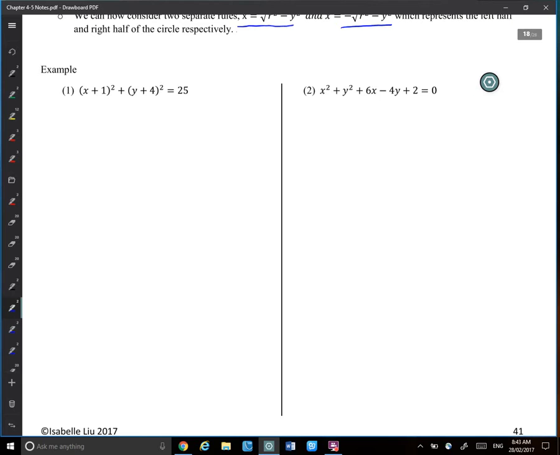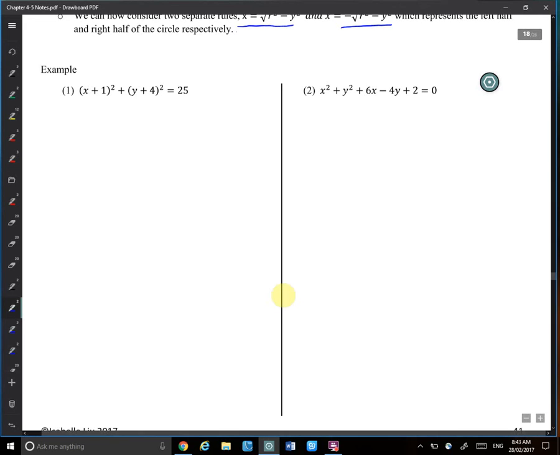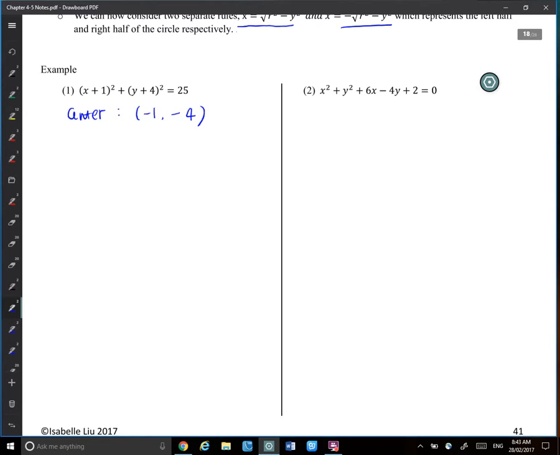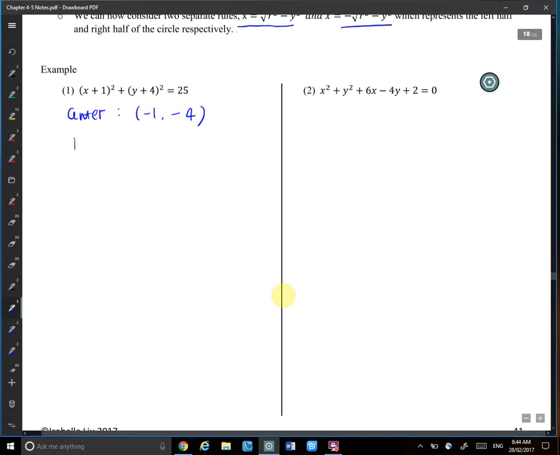x plus 1 squared plus y plus 4 squared equals 25. We're looking for the center first. The center will be minus 1 and minus 4. And the radius will be 5.